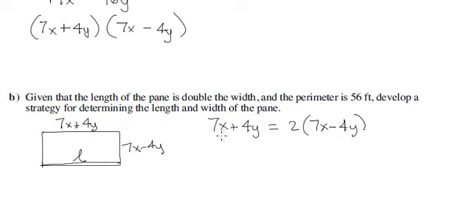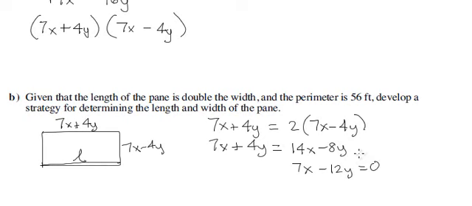So that's one equation. If you clean it up, you can distribute the 2 through here and you get 14x minus 8y. Throw everything over to the right-hand side. These become negative, and you get 14x minus 7x is 7x, and then minus 8y minus another 4y is minus 12y equals 0.